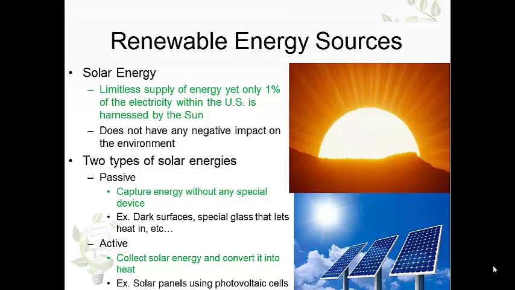Now, there are two types of solar energies. One is passive, and what that means is that it captures energy without any special device. Now, this includes dark surfaces, this includes special glass that lets light in but traps heat, and so on and so forth. And then we have active, and what that is, is something like solar panels. They use photovoltaic cells that collect solar energy and convert it into heat.